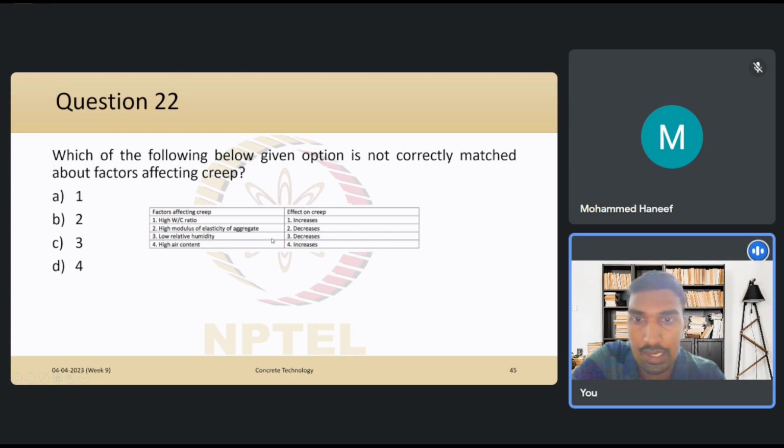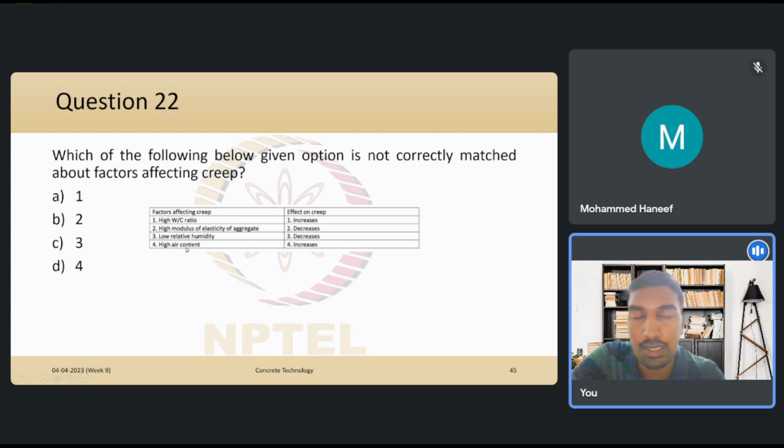So this is incorrect because we saw that low relative humidity will have higher creep, right? The effect of relative humidity is that when relative humidity increases, your creep decreases, but at low relative humidity you will have higher creep. And the fourth is higher air content increases the creep. So this is also true.